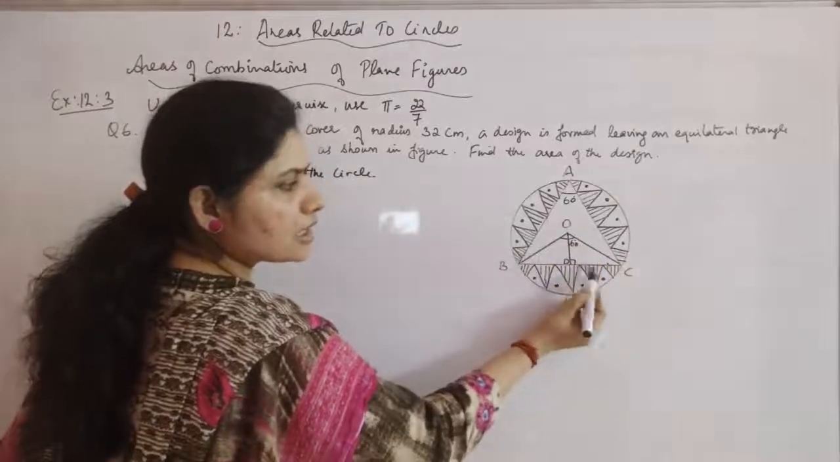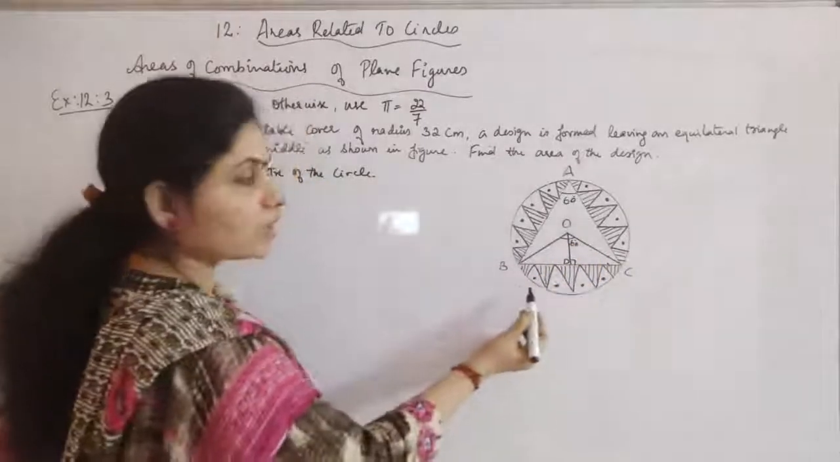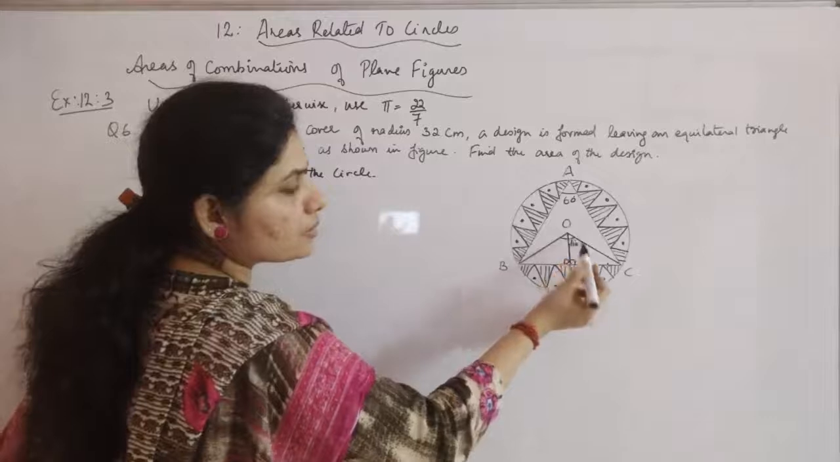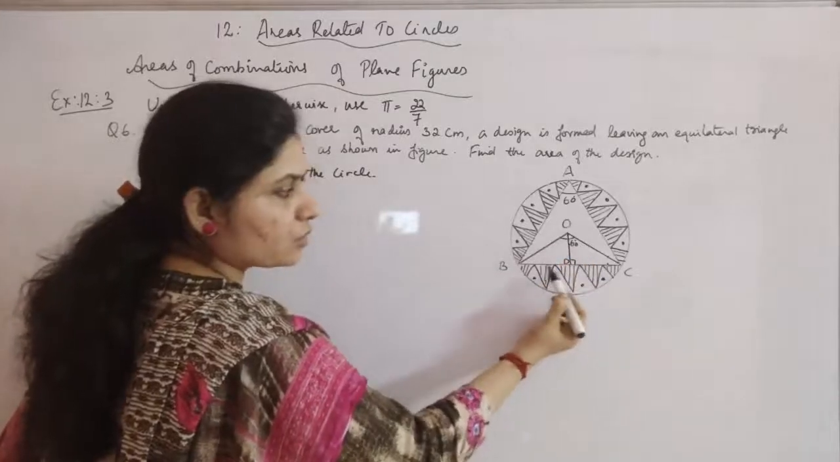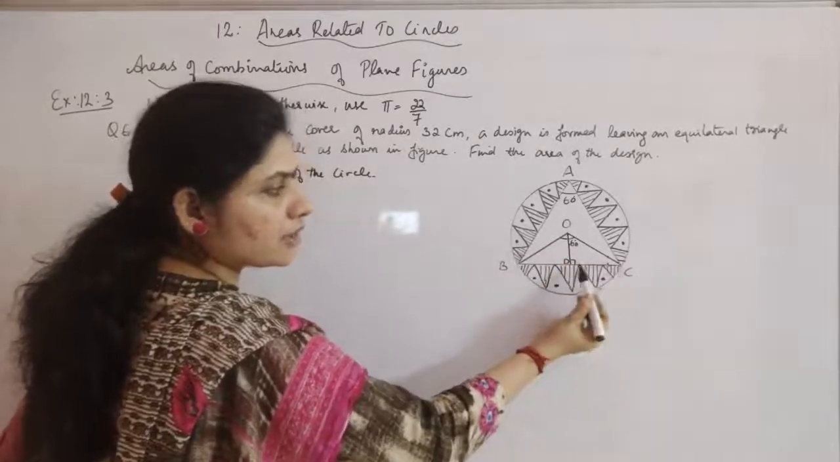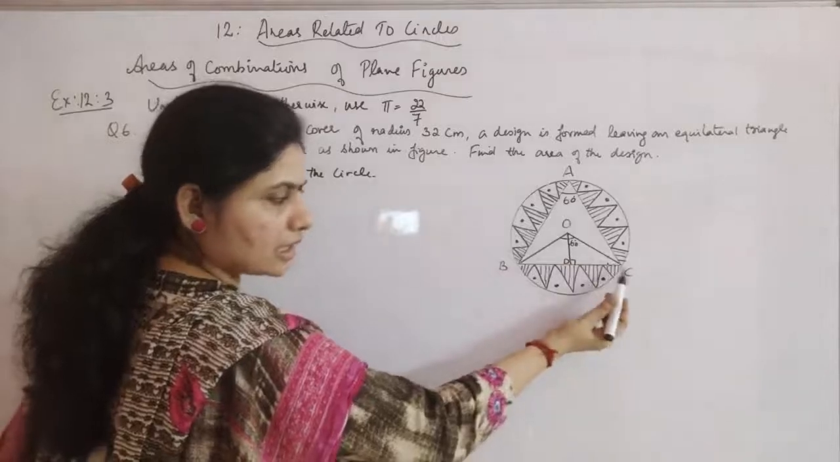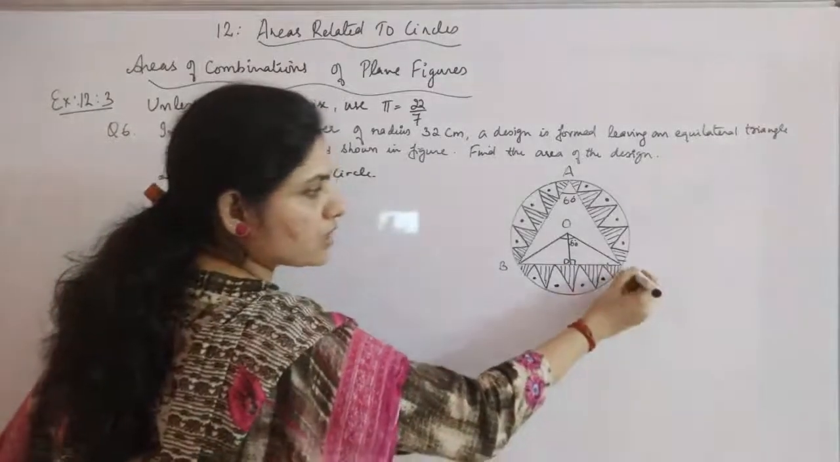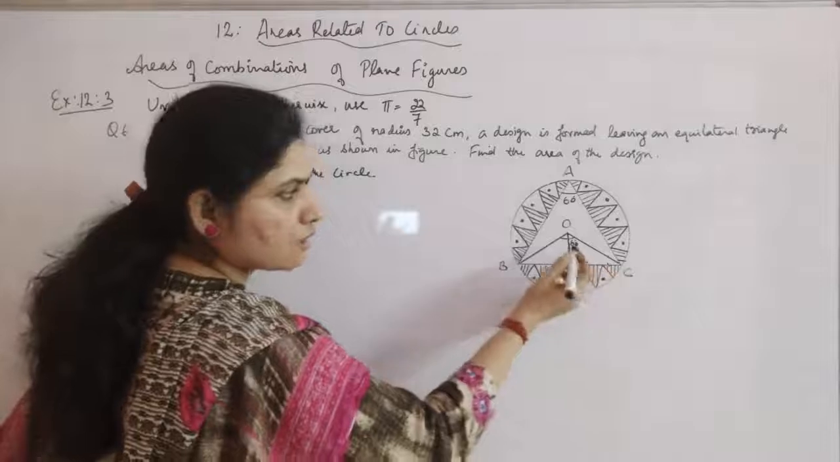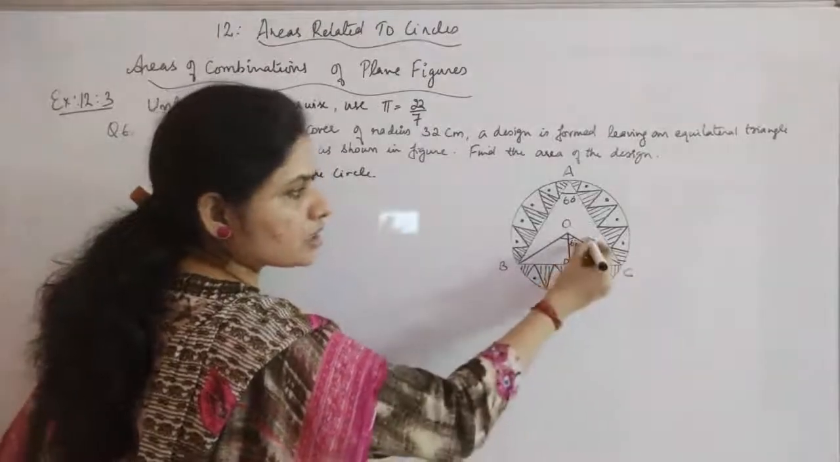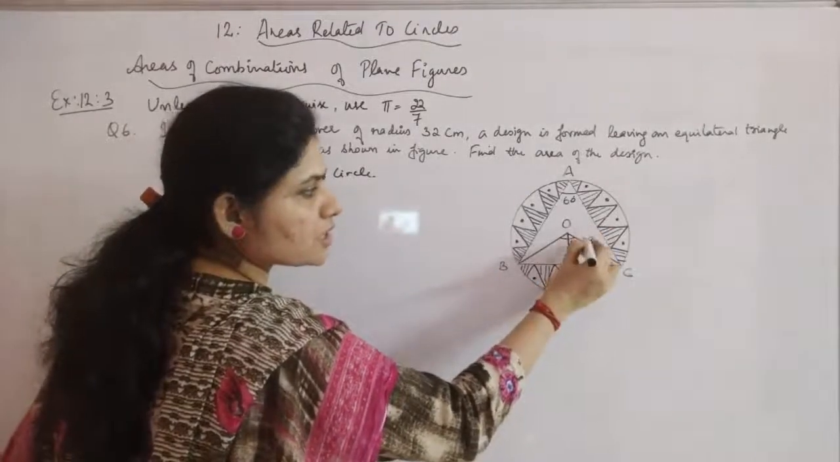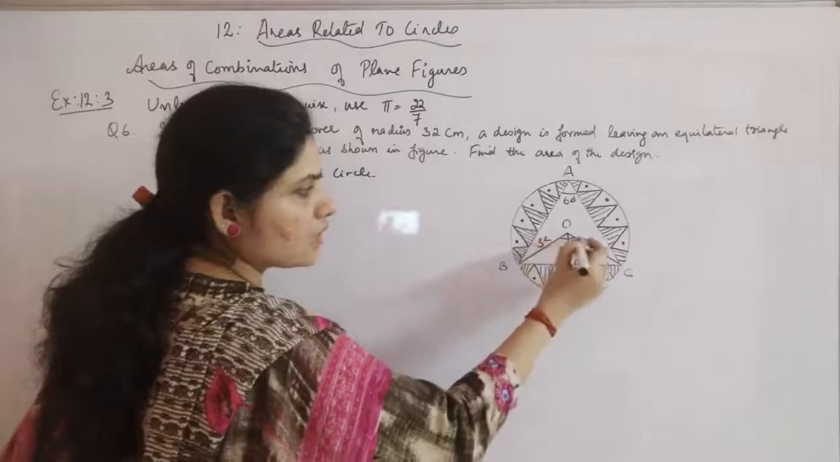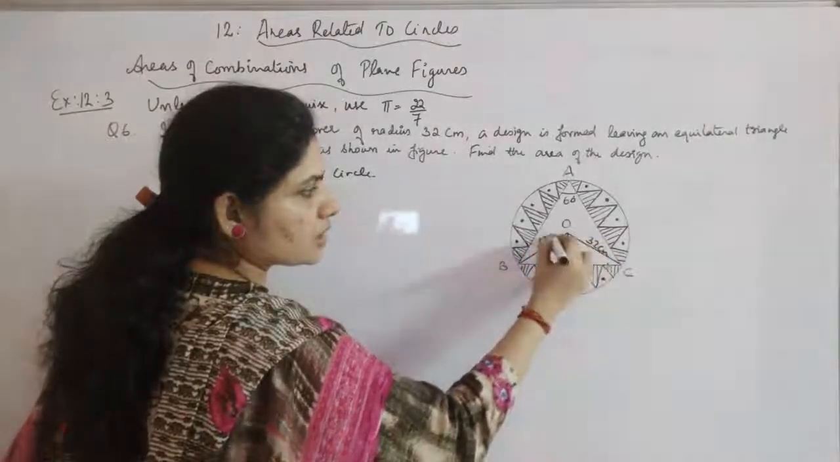Why? Because we need this side. BC is our purpose to find out. So if we are able to find out DC, we know that BC will be twice the length of DC, right? So what we are doing is, first we are finding out the length of DC. For that, this is 32, because this is given to be the radius of the circle. This is radius, this is radius. Here you have 32, here again you have 32 centimeters.